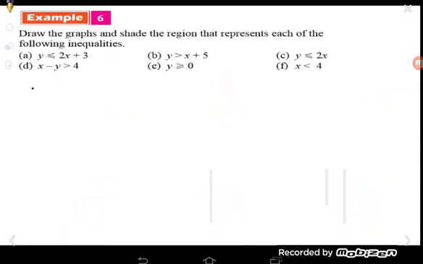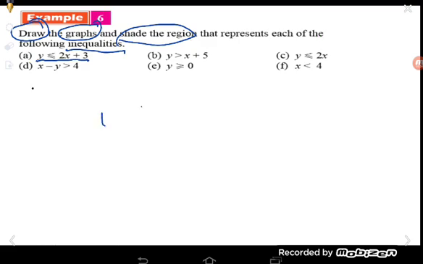Okay, next. This time it is more challenging for you. Why? Because this time you are only given the inequalities. You are given inequalities, and then you are asked to draw the graph and then shade the region. So you have to remember, how do you draw a graph when you are given linear inequalities?